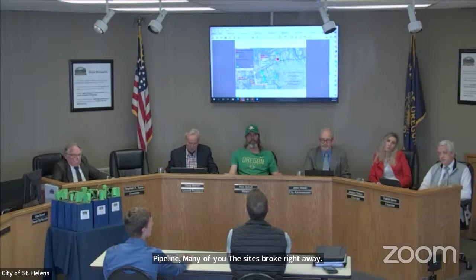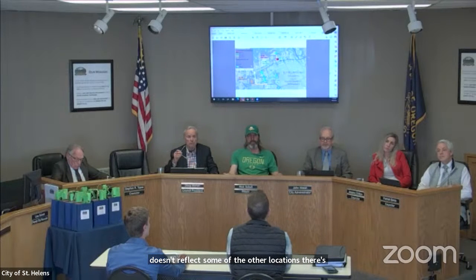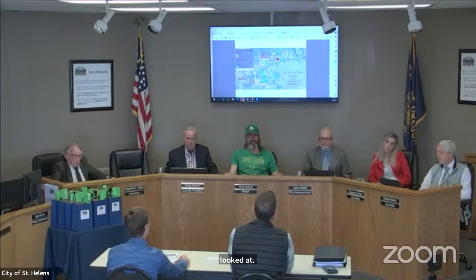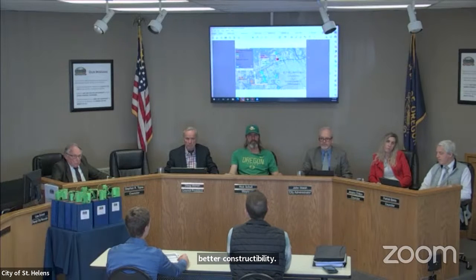And this also doesn't reflect some of the other locations throughout the city. There's obviously other locations throughout the city that we looked at, but when you're looking at the size of a 4 million gallon reservoir and what you need to have for better constructability, that kind of starts guiding those sites. And this is a high level review and look at these items.